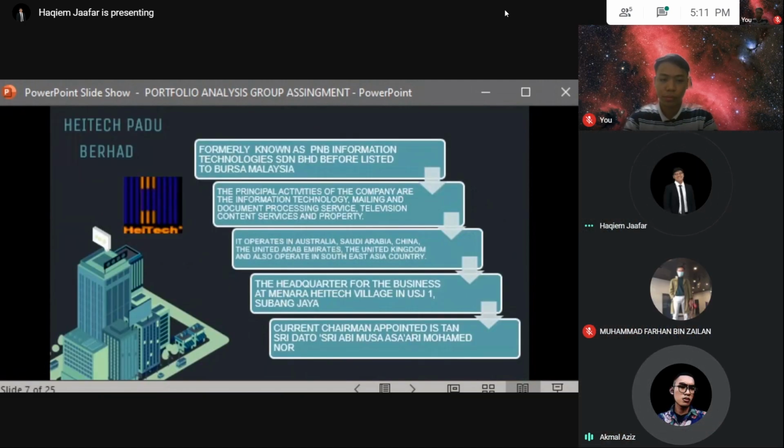Hetech Padu Berhad, formerly known as PNB Information Technology Sdn Berhad, was listed on Bursa Malaysia. The principal activities of the company are information technology, mailing and document processing service, television content service, and also property. It operates in Australia, Saudi Arabia, China, the United Arab Emirates, the United Kingdom, and also Southeast Asian countries. The headquarters is at Menara High-Tech Village in USJ1, Subang Jaya. The current chairman is Tan Sri Datuk Sri Abi Musa Asari Mohammed Noor.